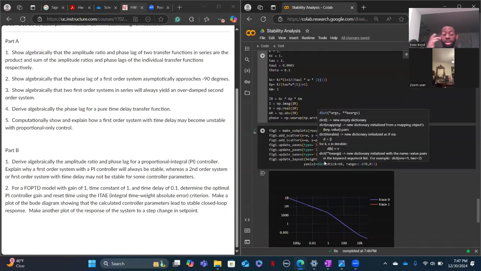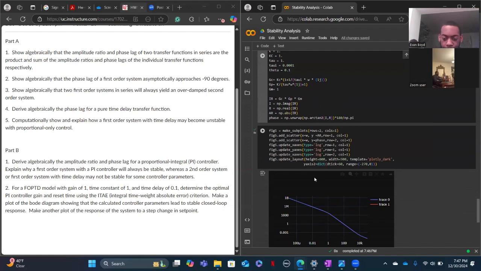Even if you adjust the controller to try to make it fail, it will always not fail if you don't use a time delay. Okay. So that's the first part.